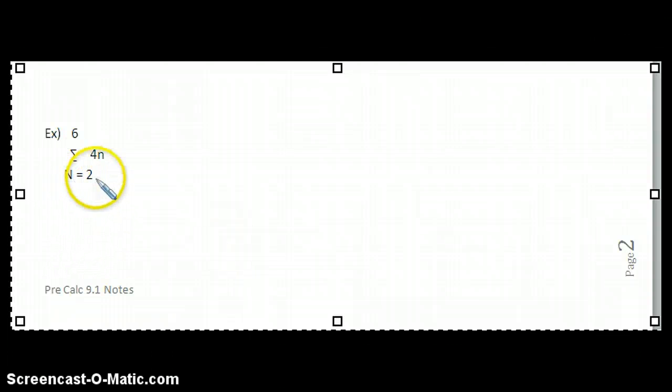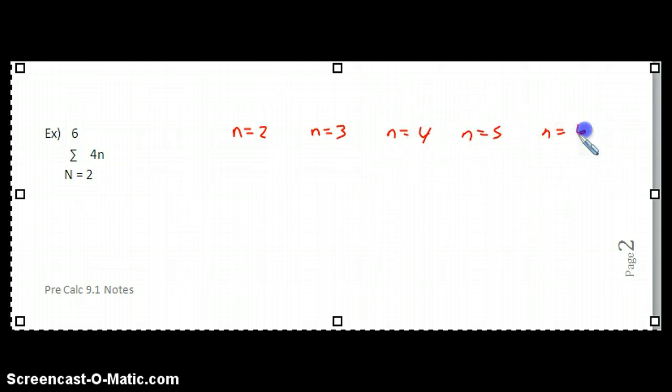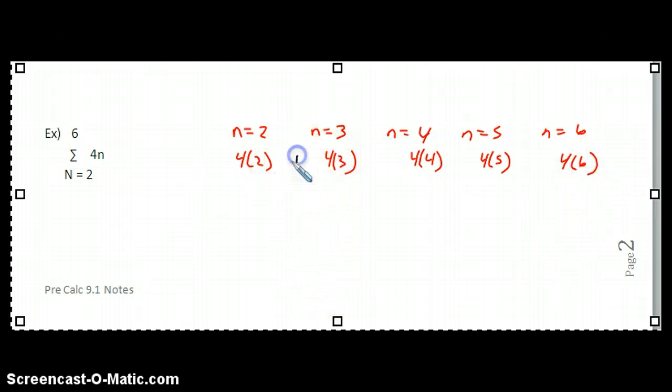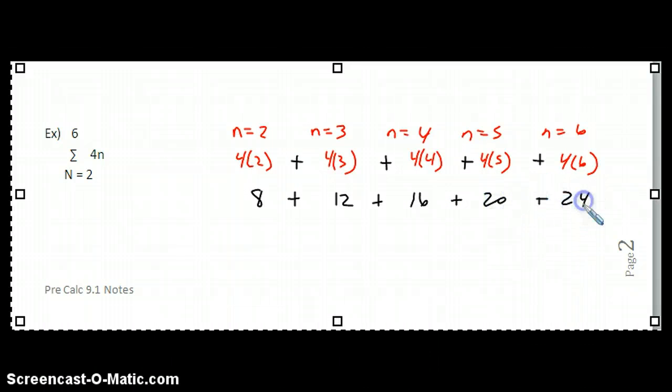Now this time they give us the variable n instead of a k. So for this one I want to find when n is equal to 2 plus what n is equal to 3, 4, 5, and 6. So I'm going to start at 2. I'm going to plug in a 2. Then I'm going to plug in a 3, a 4, a 5, and a 6. And again, I'm going to add those all together because of the sigma sign, or the summation notation there. And so doing that, I'm going to get 8 plus 12 plus 16 plus 20 plus 24. And that adds up to be 80.